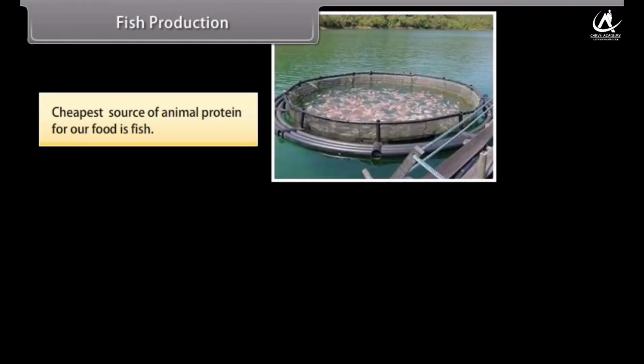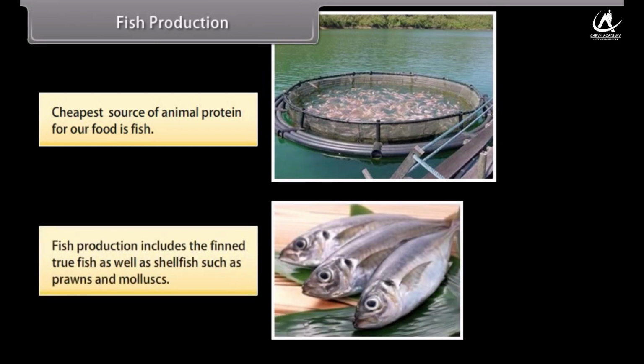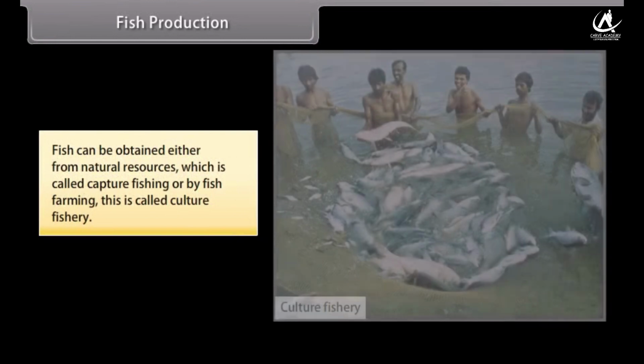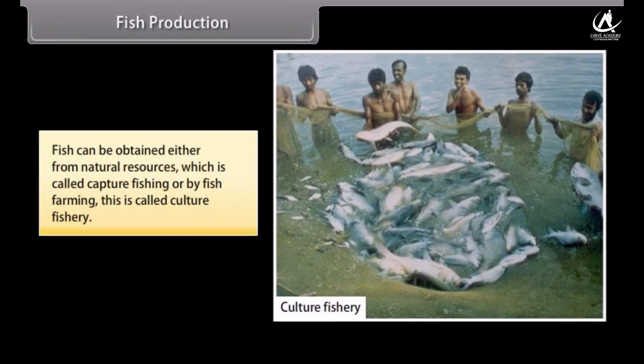Fish production. Cheapest source of animal protein for our food is fish. Fish production includes the finned true fish as well as shellfish such as prawns and mollusks. Fish can be obtained either from natural resources, which is called capture fishing, or by fish farming. This is called culture fishery.